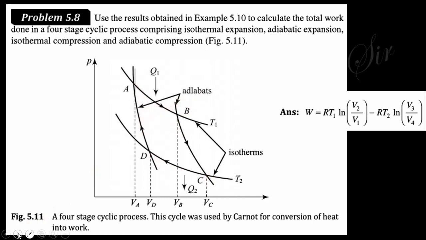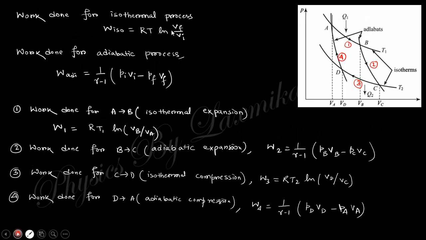So if you need to find the work done, the first step: for an isothermal process, work done will be equal to nRT ln Vf by Vi, or n is 1, RT ln Vf by Vi, meaning final volume by initial volume. And work done for an adiabatic process is 1 by gamma minus 1 times (Pi Vi minus Pf Vf), initial pressure and volume, final pressure and volume.